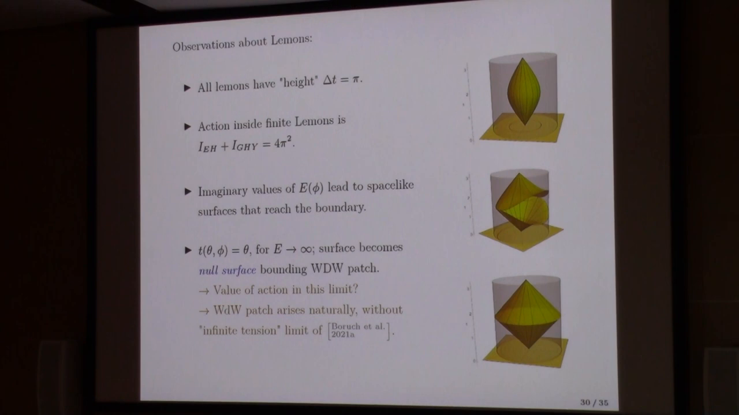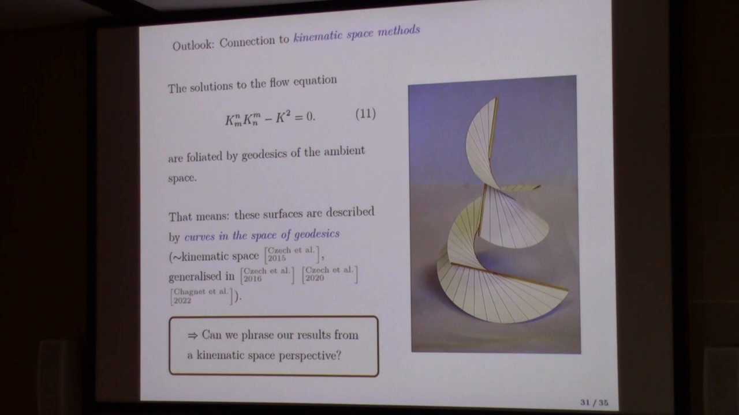And lastly, I want to give a little more mathematical outlook, namely about the possible connection to kinematic space methods. As I have said, we naturally arrive at these flow equations, and the solutions of which are formulated by geodesics of the ambient space. That means, mathematically, that these surfaces that I have presented can be formulated by themselves as curves in the space of geodesics, which in the holographic context we oftentimes call kinematic space. This use of kinematic space methods in holography has actually been pioneered by Bartek Czech, who is also a Polish scientist, but he's working in China at the moment, I believe. So this is a very interesting connection, and it would be interesting in future work to see whether we can phrase our results from a kinematic space perspective and whether that gives us any new insights.